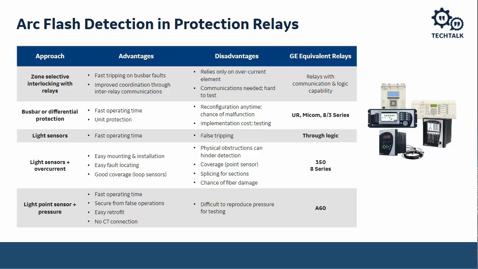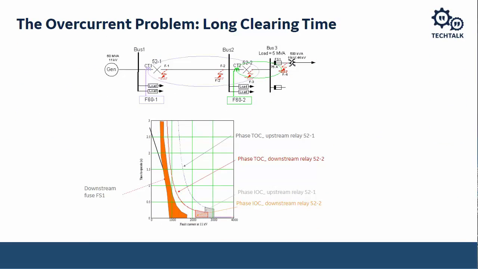Makes it non-desirable. So what we have, for the most part, is overcurrent protection. This diagram just shows our typical overcurrent coordination characteristics. We have breaker 52-1 near bus 1 and breaker 52-2 near bus 2. We have stacked curves and we get some coordination time between them, so we give backup protection because we always want to have overlapping protection in our designs.